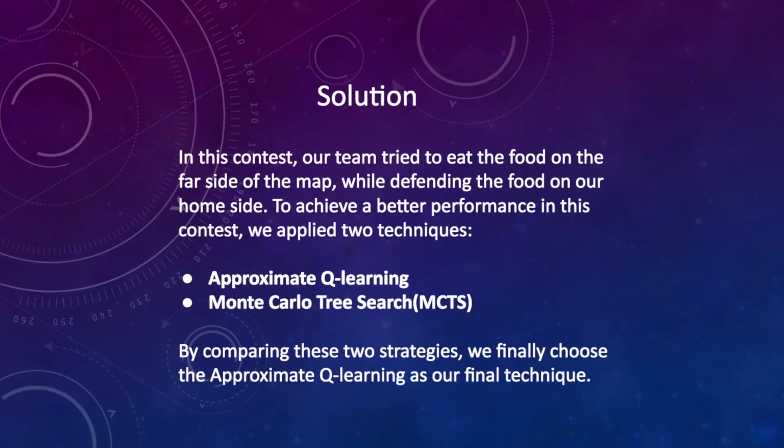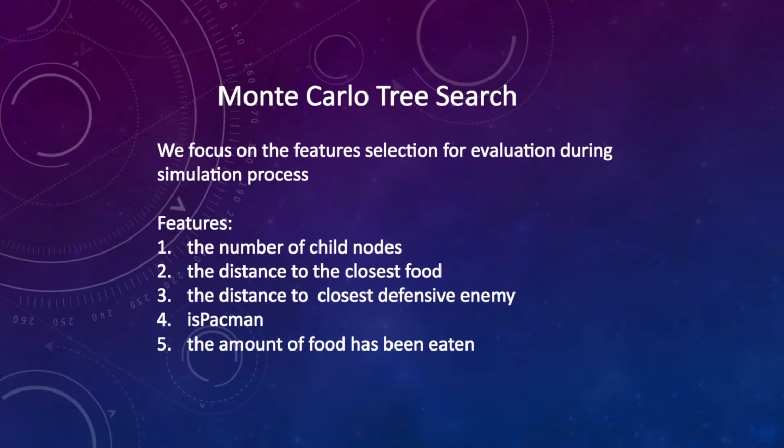To achieve a better performance in this contest, we apply two techniques, including approximate Q-learning and Monte Carlo tree search. By comparing these two strategies, we finally choose approximate Q-learning as our final technique. In Monte Carlo tree search, we focus on the feature selections for evaluation during simulation processes. These are the features used in Monte Carlo tree search.